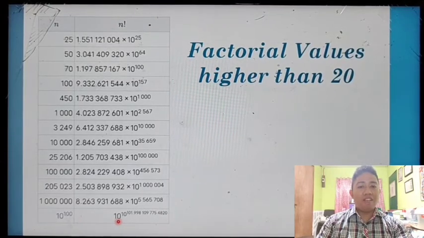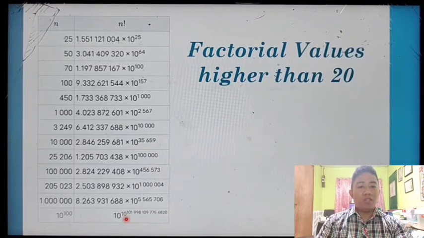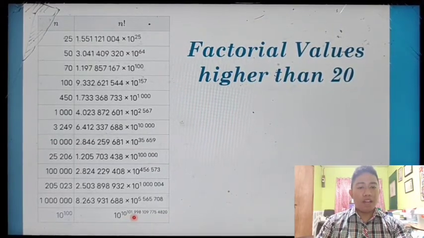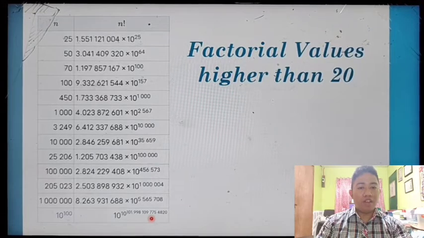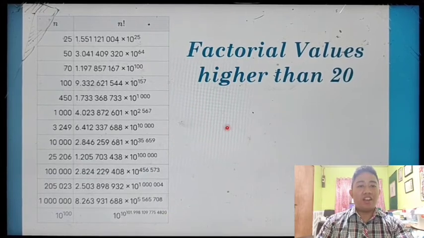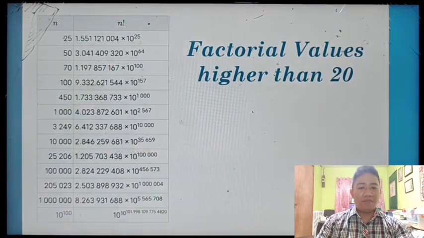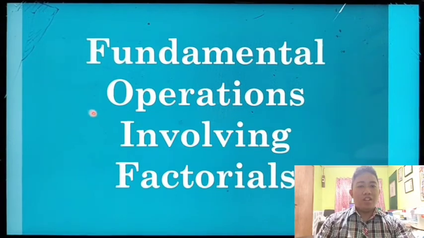And the value of the factorial of a googol is 10 to the power of 10 to the 101, 908, 307, 309, 775, 4820 exponent. So these are the factorial values higher than 20, going up to the value of the googol. Okay, so here are some examples on how you will simplify using the fundamental operations involving factorials.